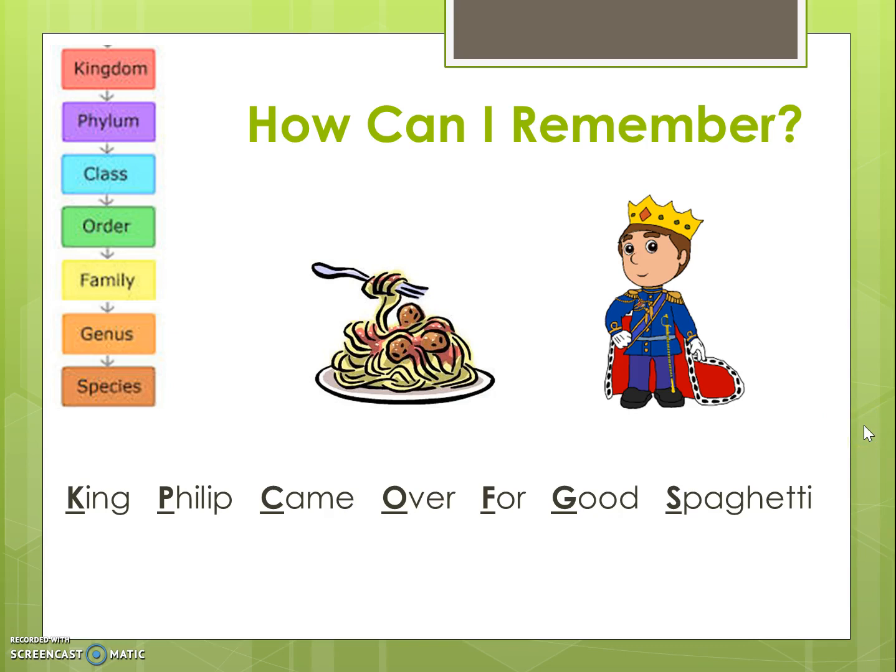My intention is not for you to memorize these categories, but to understand how the categories are arrived at. However, a good way to remember information like this is to make up a sentence using the first letters in a list. In this case, we want to remember kingdom, phylum, class, order, family, genus, and species. So K, P, C, O, F, G, S. One example might be King Philip came over for good spaghetti. Try to make one of your own.